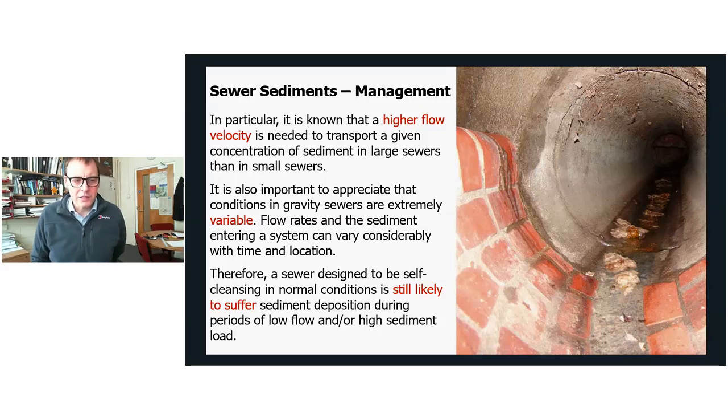Therefore, a sewer designed to be self-cleansing in normal conditions is still likely to suffer sediment deposition during periods of low flow or high sediment load. So what that means is really that although you might have self-cleansing velocity during storm events, there might be long periods where there's no rain or you've not got significant rain, and that leads to a build-up of sediments in the pipe. So we also have to think about how we keep them moving.